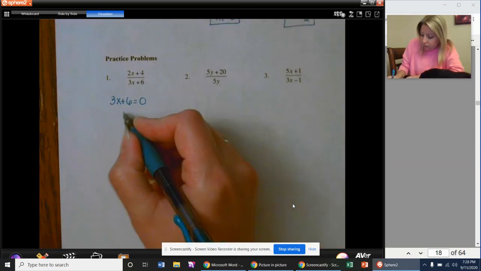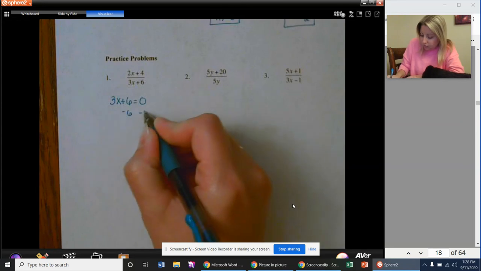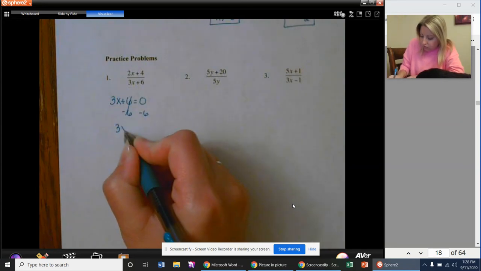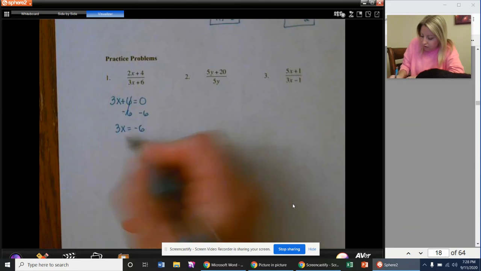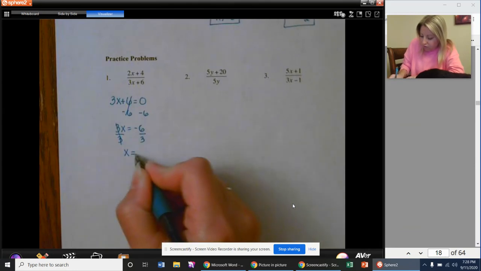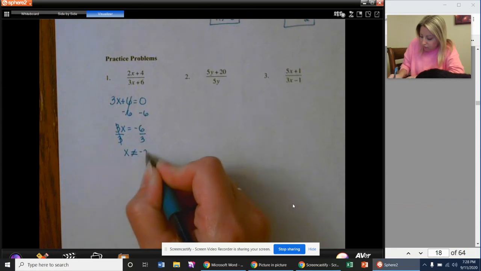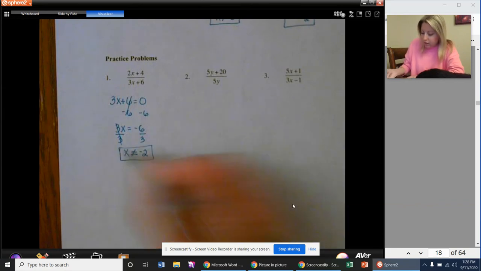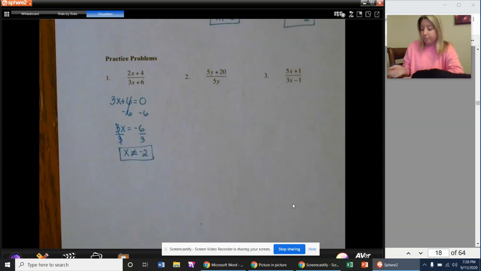So now we want 3x alone, so we subtract 6 from both sides. We get 3x equals negative 6. Divide both sides by 3 to get x alone, and we get x cannot equal negative 2. And we do state it as x cannot equal, right?